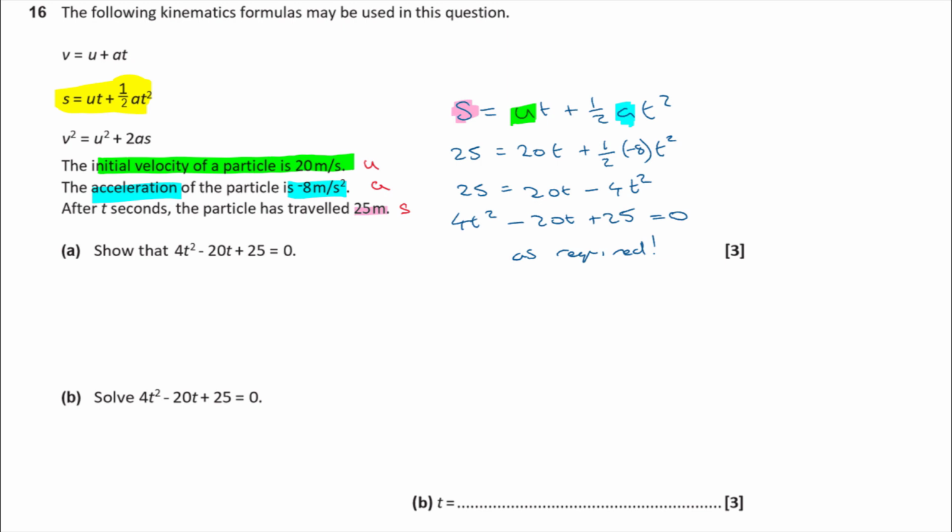So now we have to go on and solve it. Solving a quadratic equation: can we factorize it first? That would be nice if we could, because then I won't have to use the formula. So 4t squared minus 20t plus 25. If we can factorize it, then we're going to have factor pairs of 25, aren't we? So what are the factor pairs of 25?